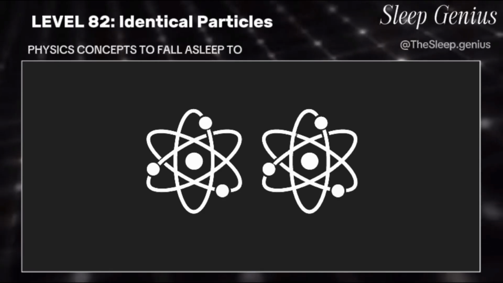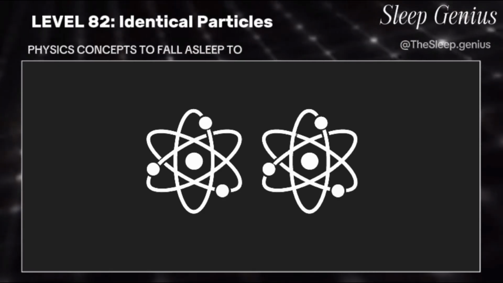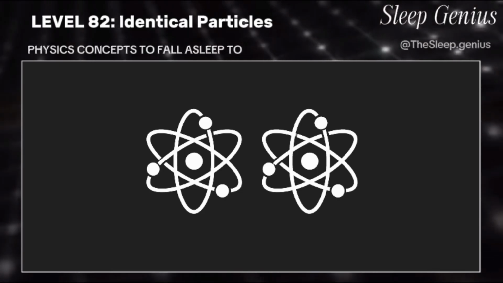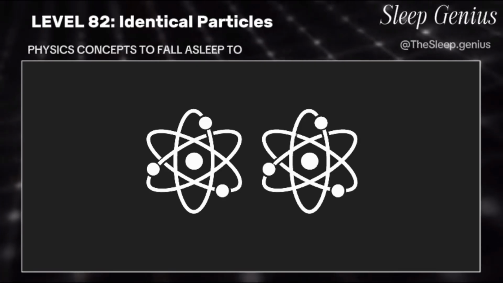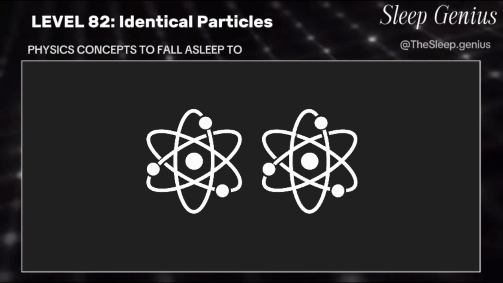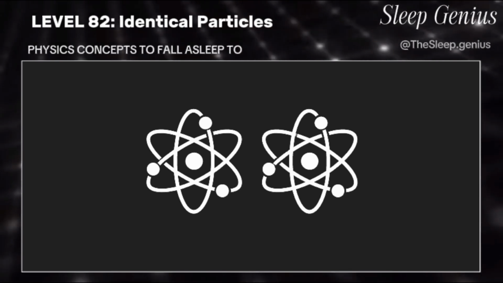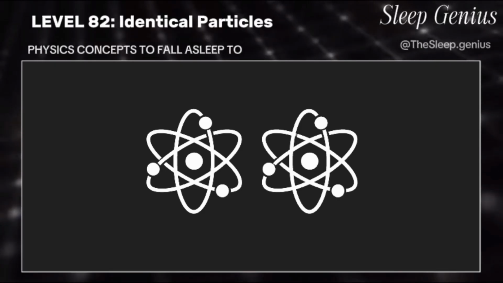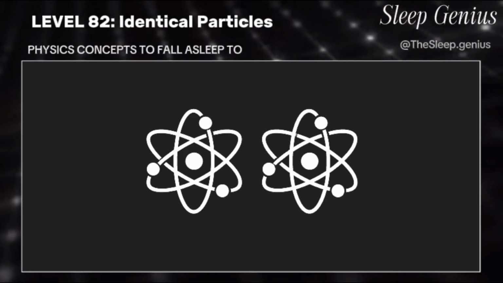These particles always have matching features. Electrons, for example, all have the same negative charge and the same mass. Identical particles exist as part of a larger group and show patterns that ordinary distinguishable objects do not. They follow specific rules that govern how they can occupy spaces and energy levels, creating links between one particle and another. Identical particles organize according to quantum laws.